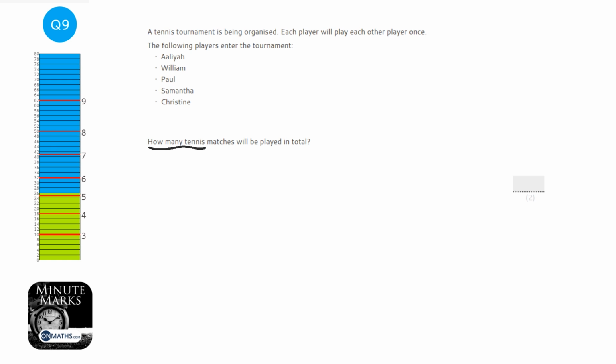Claire has 4 people that they're going to play against: William, Paul, Samantha and Christine. William, well, we've already counted Claire's match with William, so William only has 3 left that he can play. Then Paul, we've already counted his match with the other 2, so he's only going to play Samantha and Christine, other than his matches we've already counted. Samantha, well, Samantha's only got Christine left to play after we counted all the other matches. And Christine, well, Christine's matches have already been counted so far.